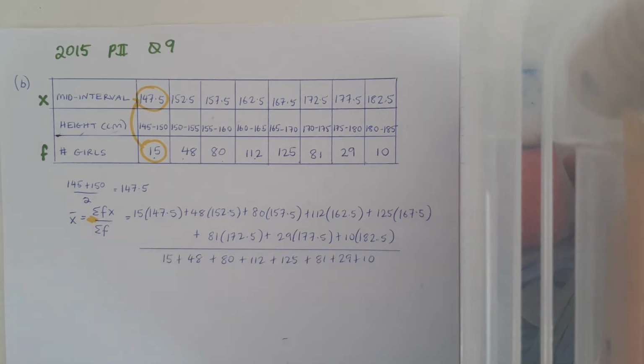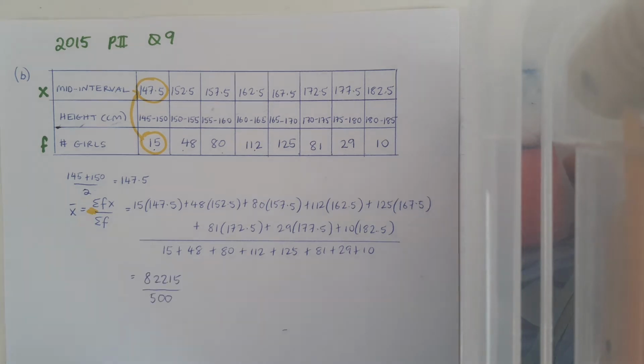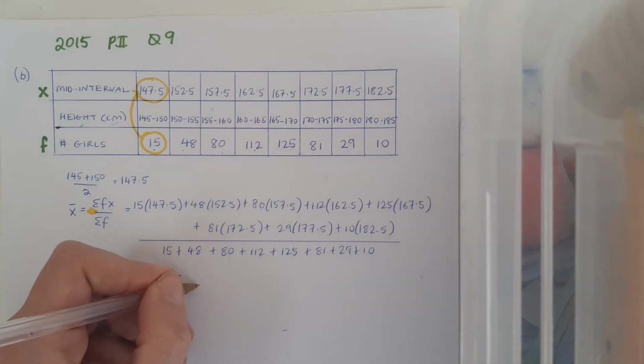And then off I go to my calculator and work out the top and work out the bottom. And I get 82,215 over 500. I'm not surprised about the 500 here, because they had said earlier in the question that my sample of 1,000 students had 500 girls and 500 boys. So these are my 500 girls. And when I calculate out my final answer, it comes out as 164.43.